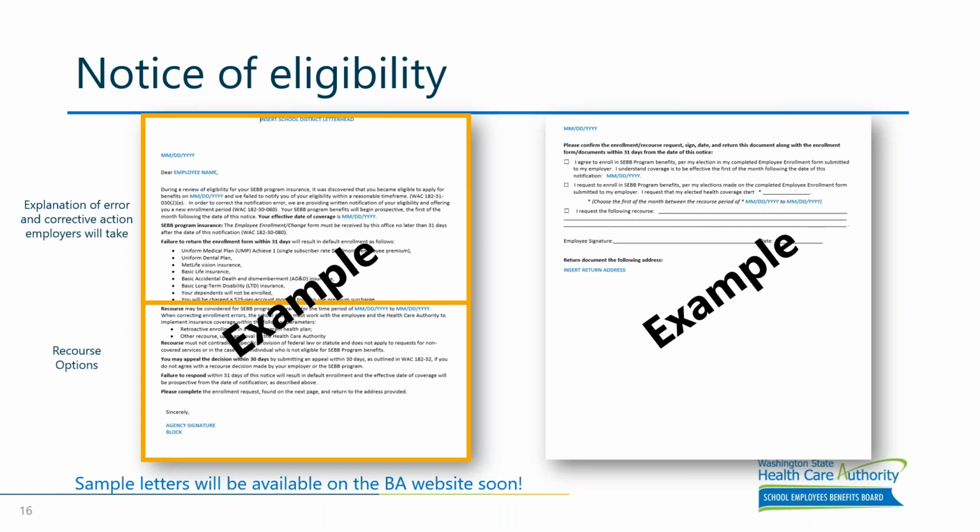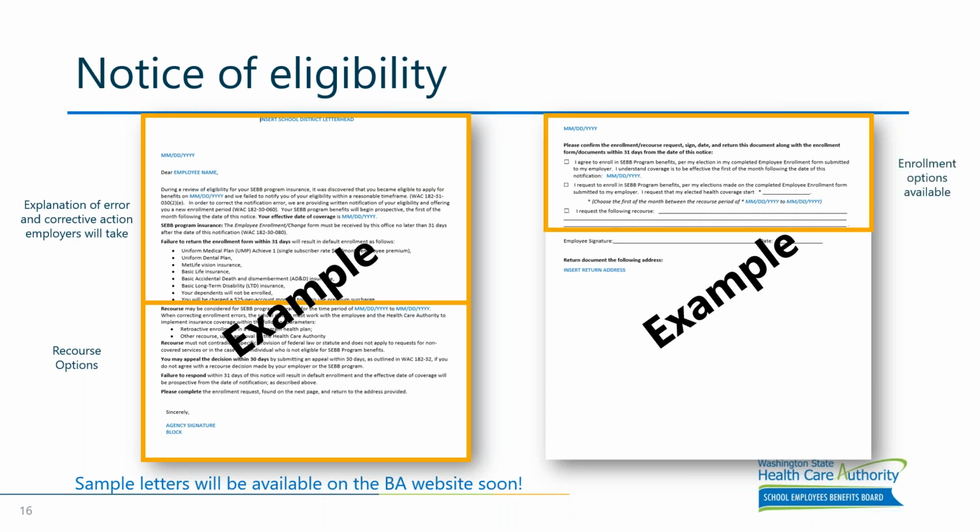On the bottom section are the recourse options that are available to that employee. And we talked about the recourse options that are available. Again, these are different situations. They might not get all the recourse options. There might be 1 or 2 that are available depending on the situation. All these letters will not be identical. It depends on the employee's unique situation.